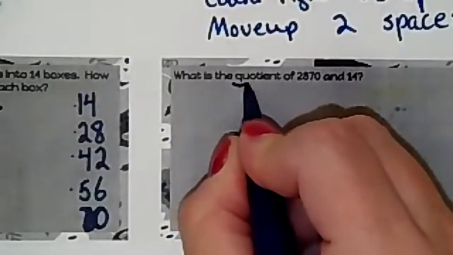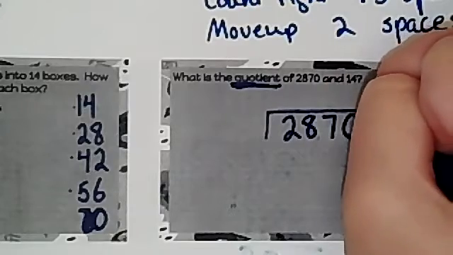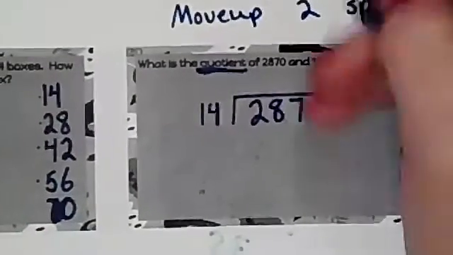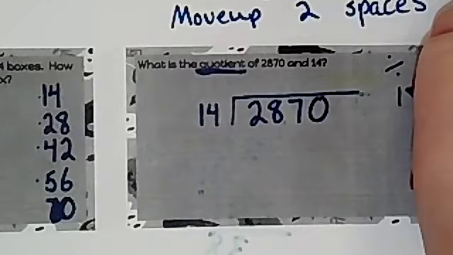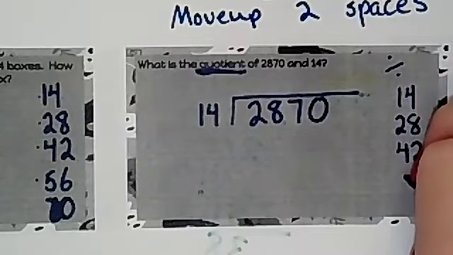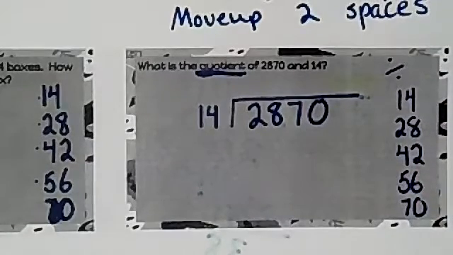Quotient. What does quotient mean? What does quotient mean, Layla? Very good. Here we go. So we are going to divide these numbers. All right, Isabella, the dividend is 2,870. The divisor is 14. Now, Isabella, we just did the multiples of 14. Tell them to me. 14. Yep. 28. Yep. 42. Yep. 56. Yep. 70. All right. Y'all cool? All right, here we go.